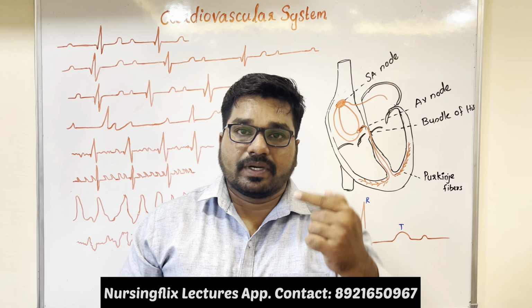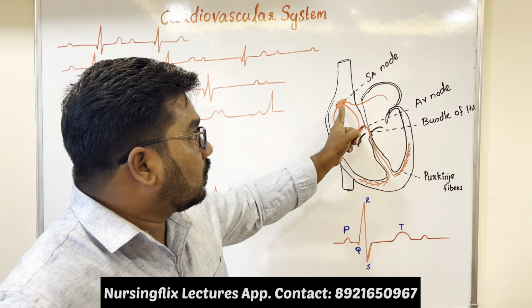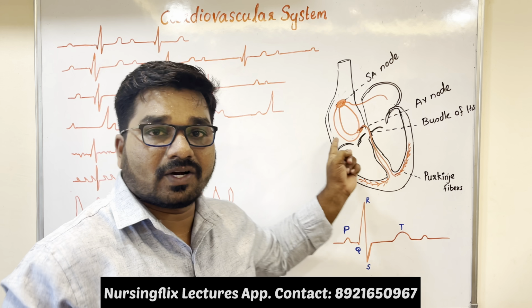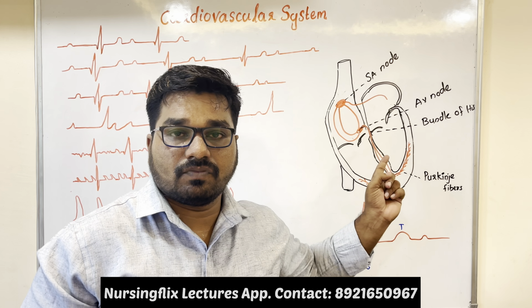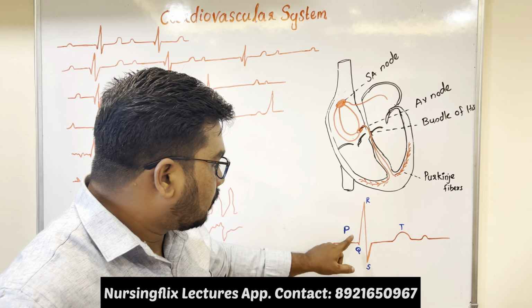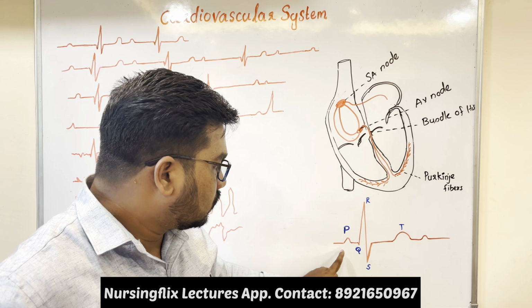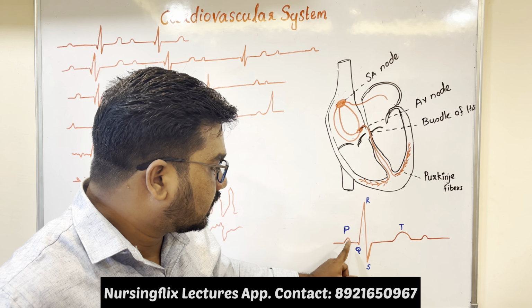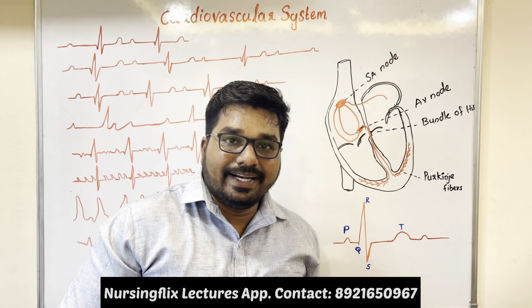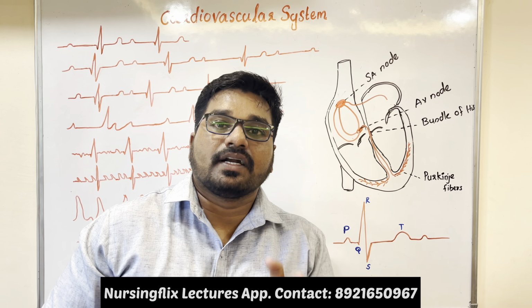One by one I will say. First, as I told, from the SA node, electrical impulses spread through the myocardium of the atrium. This is called atrial depolarization, which is represented by the P wave. So this small notch is called the P wave. So the P wave indicates atrial depolarization.